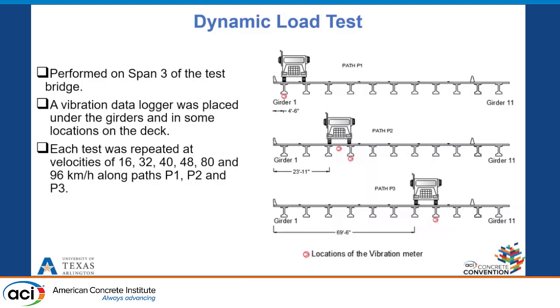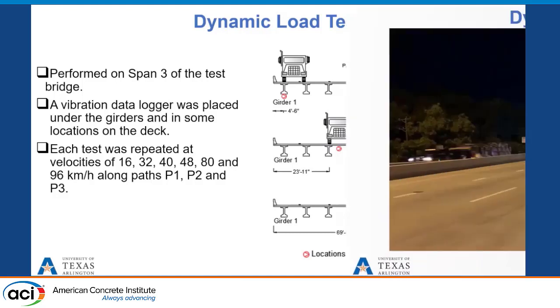The midspan of girder 1 was instrumented for load path P1 since it experienced the maximum impact in its path. Similarly, girder 4 and 8 midspan were instrumented for paths P2 and P3, respectively. Additionally, the midspan of the deck between girders 3 and 4 was instrumented for path P2 to evaluate the deck response.